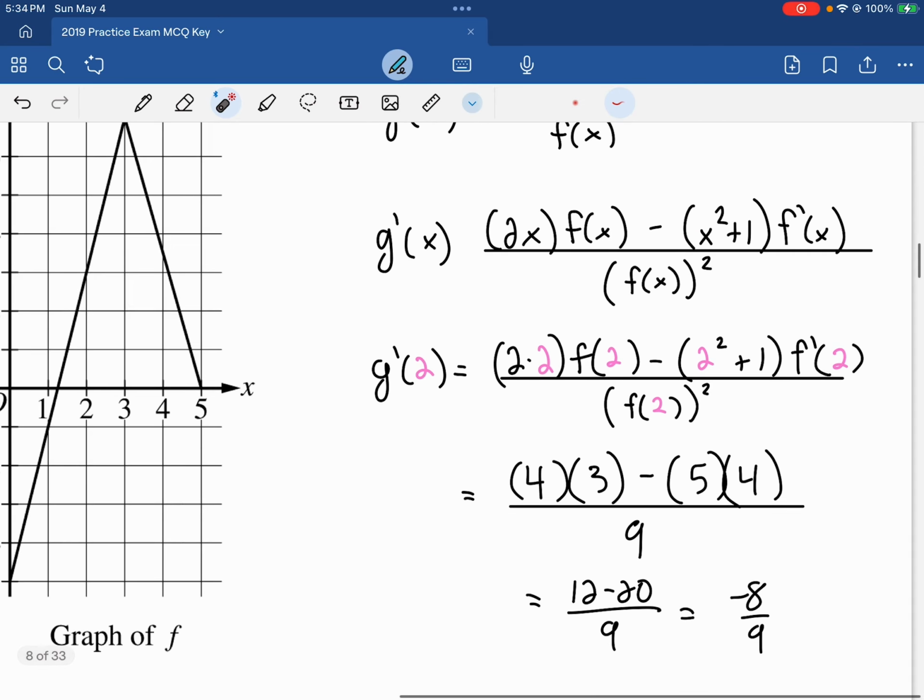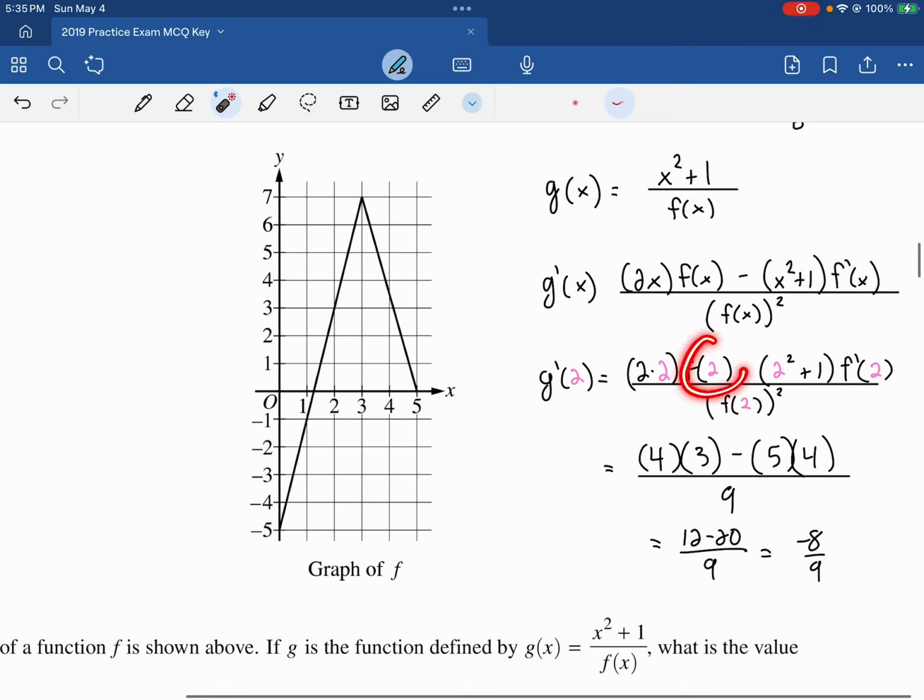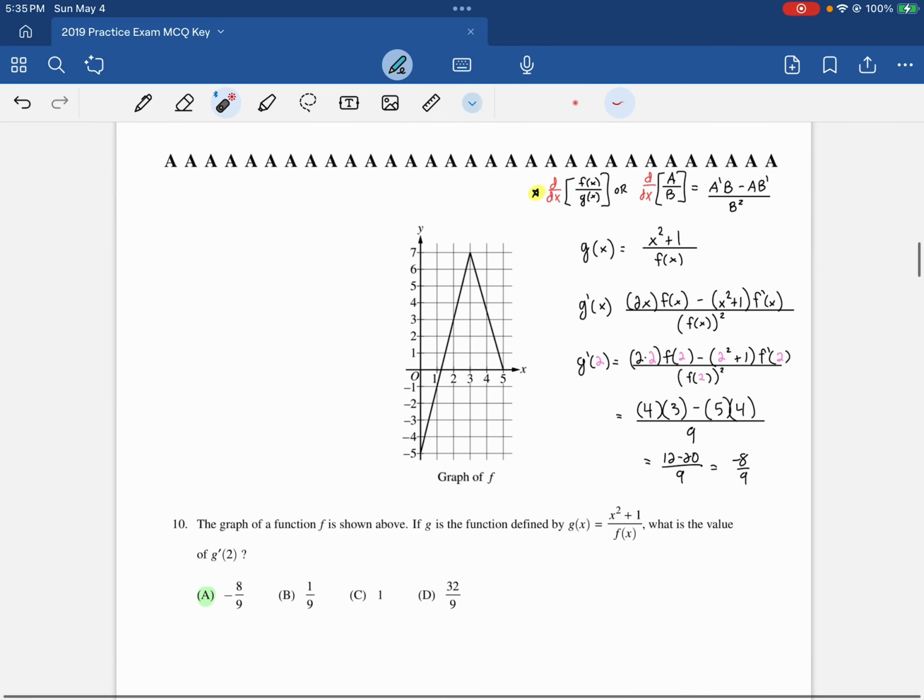I now plug in 2, really anywhere there was an x, and I simplify. And for some of these, it's very easy. 2 times 2 is 4. f of 2 is 3. This comes out to 5. f prime of 2 is looking for the slope at 2. So how steep is this line? You can always do rise over run to see that it's up 4 over 1 for a value of 4. And then my denominator, f of 2, was 3. 3 squared comes out to 9. You simplify this, and you pick choice A, layup.